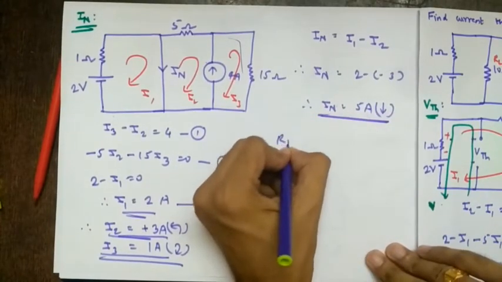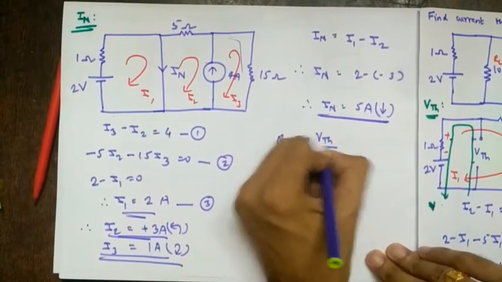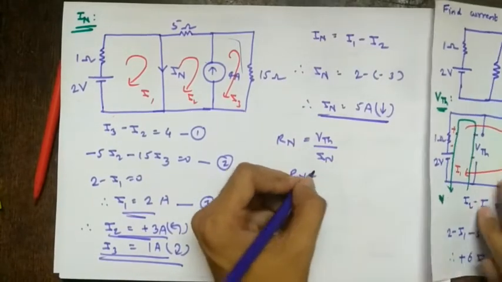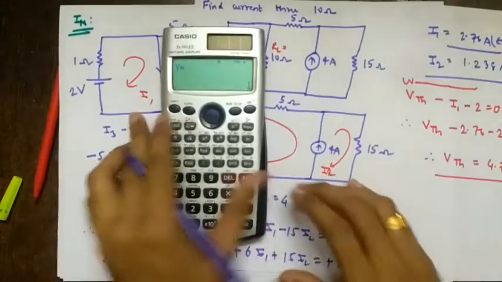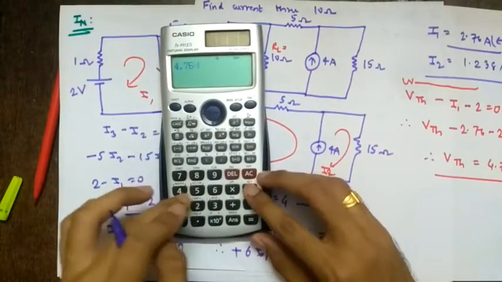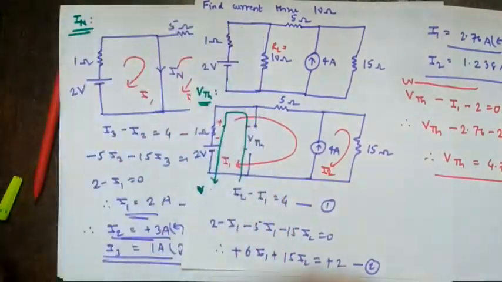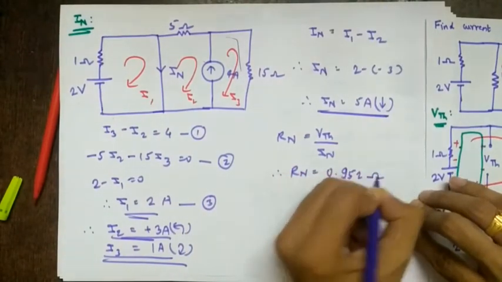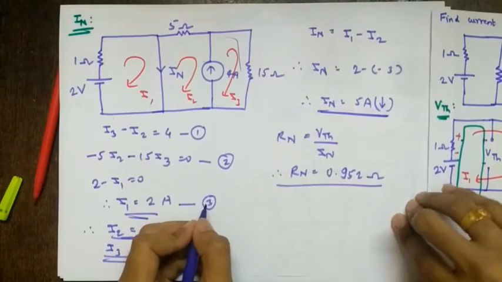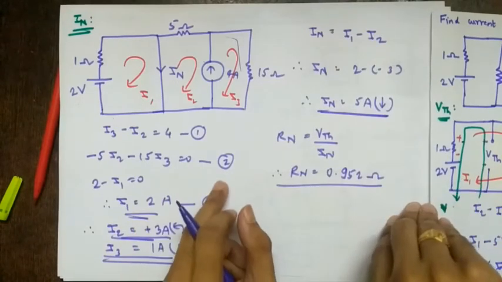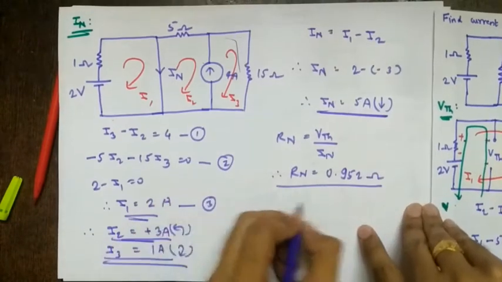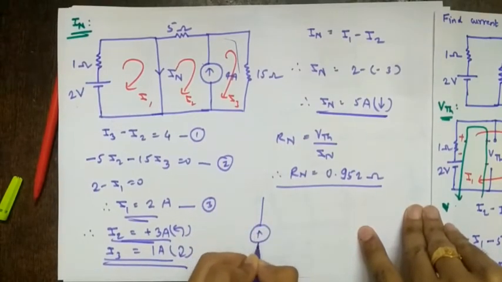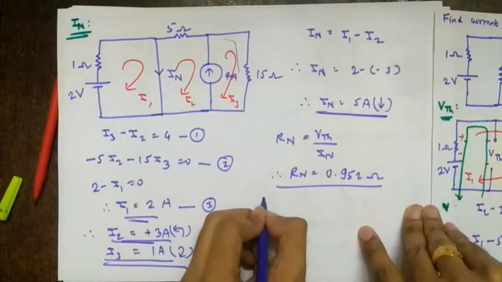Fine. So what is RN? Vth upon IN. So therefore RN equal to, what is Vth? 4.76 and IN is 5. So 4.76 divided by 5, so 0.952. So 0.952 ohms. So this is RN. We have found out RN, and we have found out Vth and IN also.